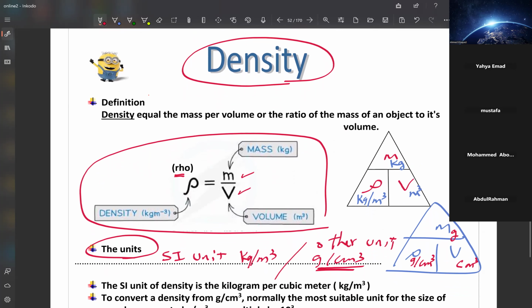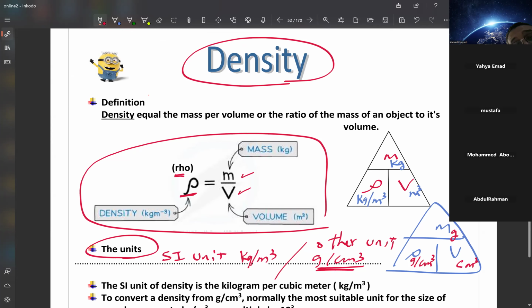This is a quantity, and this is another quantity, but they use a similar letter. This is rho, not P. So I don't talk about pressure. Pressure is a quantity, force over area, but density is mass over volume. Okay?